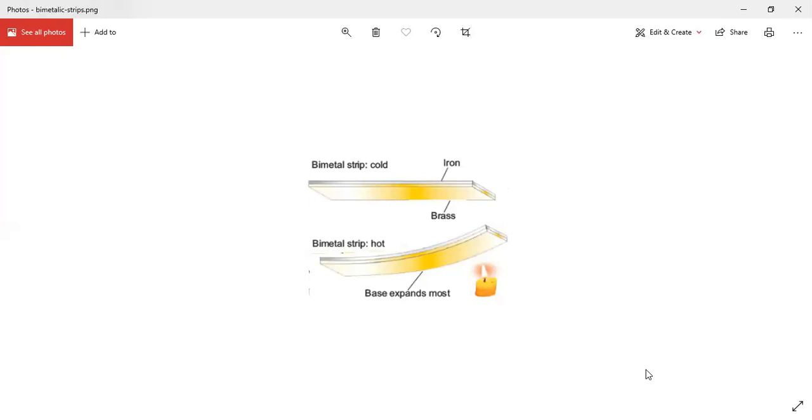Heat is also not gaining or losing. And in the second part of it, your metal strip. Now what happens whenever you put a fire under it? Then the base expands the most. Why do you think that the base expands the most? Because you have lit the fire underneath it.